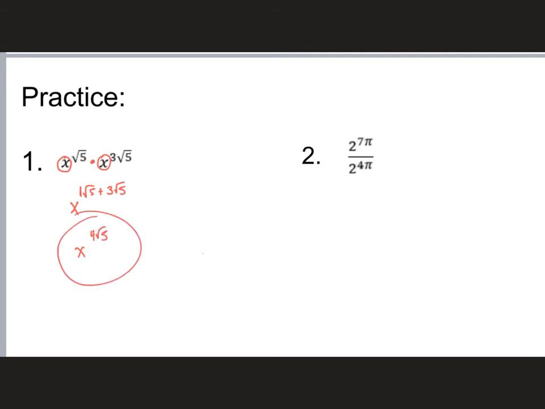All right. Next one, number 2. I have 2 to the 7 pi over 2 to the 4 pi. So those exponents are irrational, but the bases are both 2, and I'm dividing. So when that takes place, we keep the base the same, 2, and I subtract my exponents. 7 pi minus 4 pi would be 2 to the 3 pi.